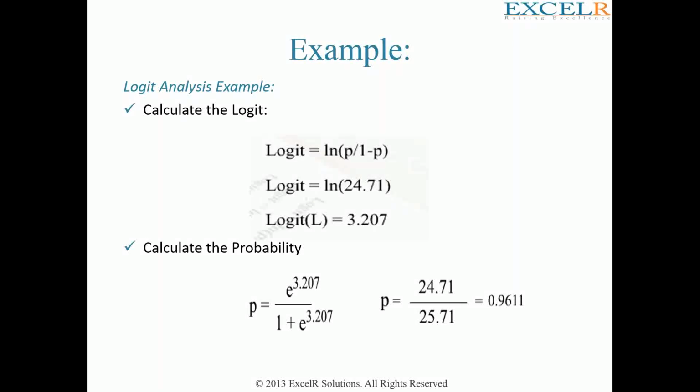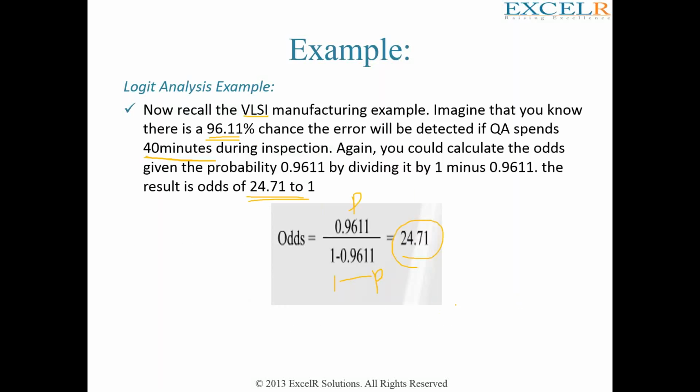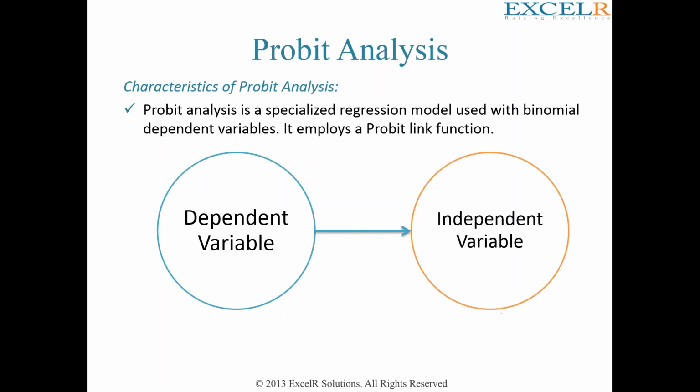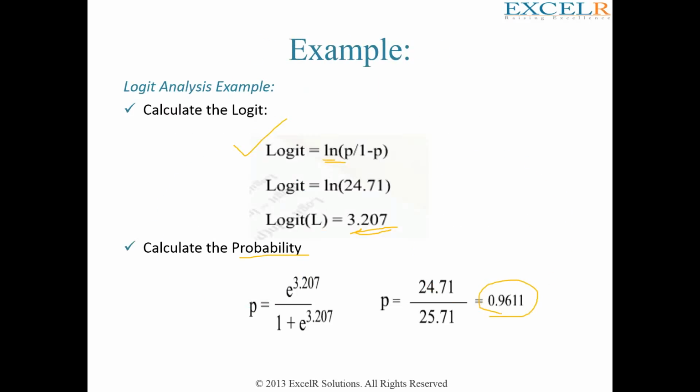We now need to find out the logit. Logit is nothing but log of P by 1 minus P. Here P by 1 minus P is 24.71. If you take a log of that, you get 3.201. Now you calculate the probability. Now e raised to the power L divided by 1 plus e raised to the power L, you'll get 0.9611.